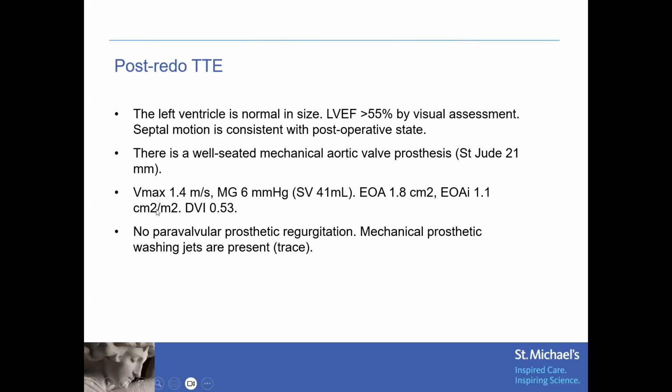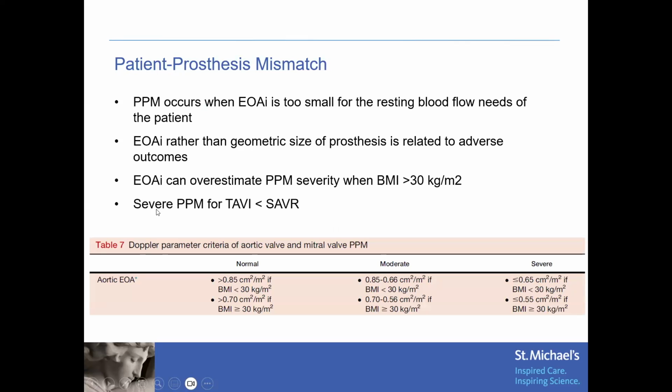So, just an example of patient prosthesis mismatch, just something to keep in mind, and also to work through when you have discrepancies. Go back and look at the Doppler image and see if the VTIs and the velocities that you're obtaining are accurate, and it's the right part of the LVOT. Just a quick comment about that. So the indexed EOA: patient prosthesis mismatch refers to when the EOA is too small for the resting needs of the patient.